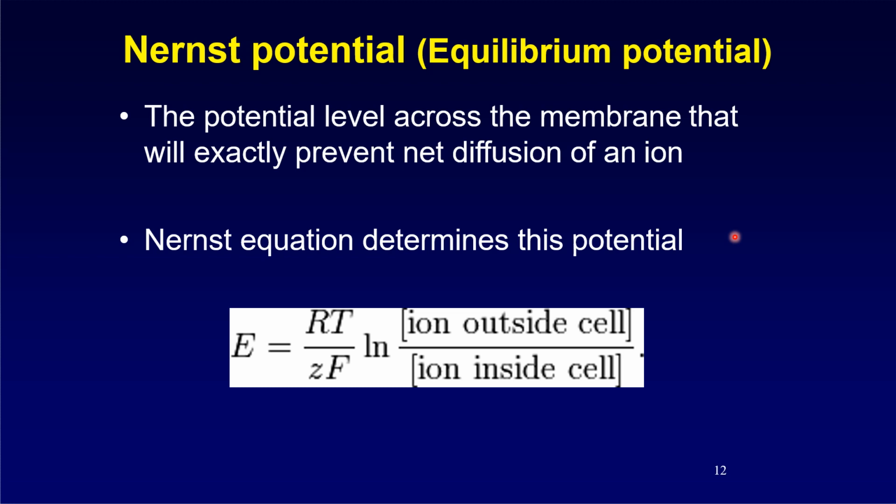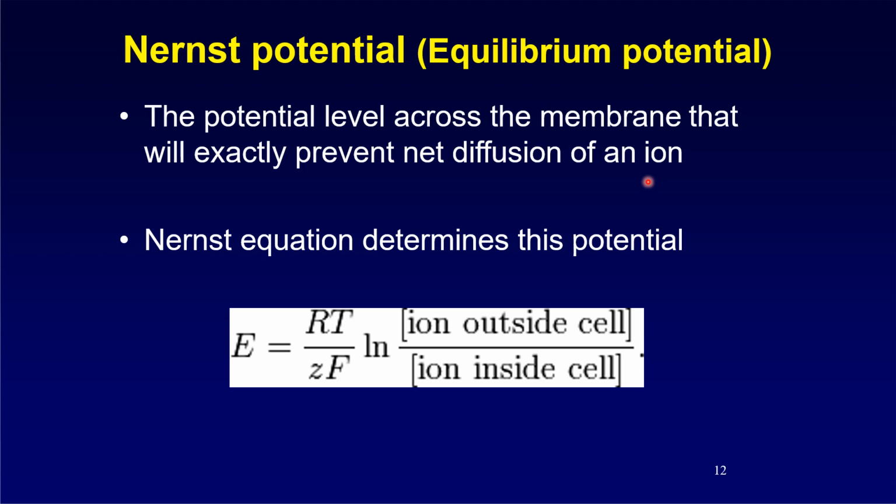The diffusible cations will try to diffuse back into the ECF from the ICF, but this is counteracted by the electrical gradient created due to the presence of non-diffusible anions inside the cell. So an equilibrium is reached between the concentration and electrical gradient, resulting in diffusion potential or equilibrium potential. This is the point where the concentration and electrical gradients are equal. So it determines this potential.